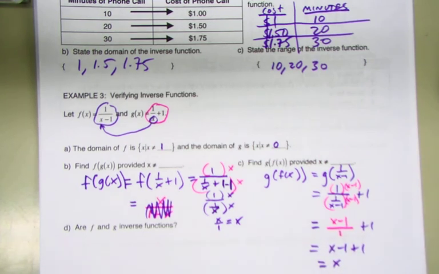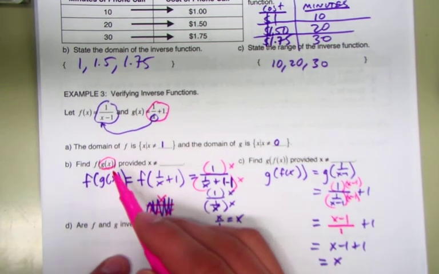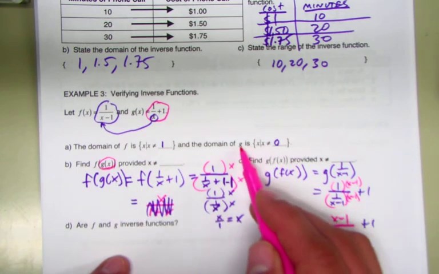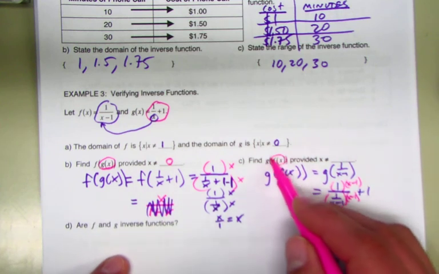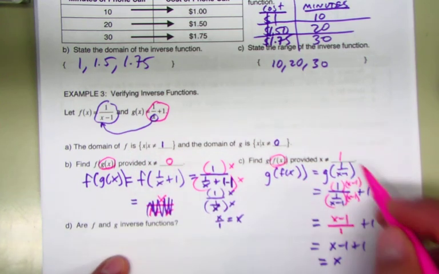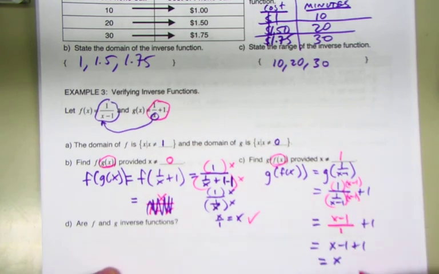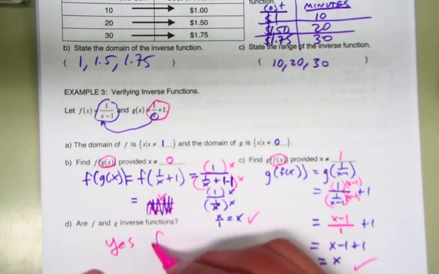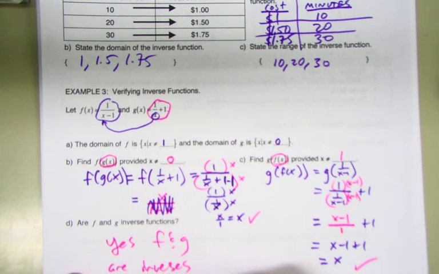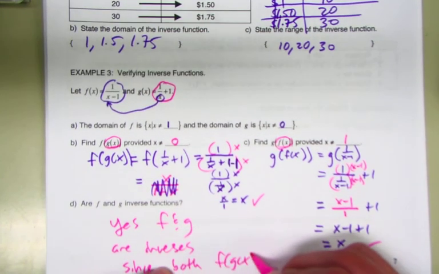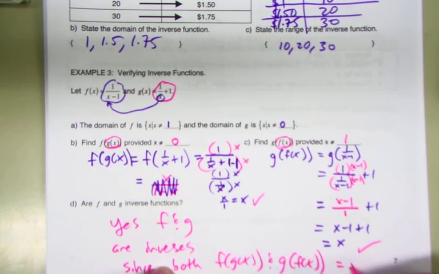Okay. So these work, again, with the assumption that we have whatever's on the inside here, that's g, right? This only works as long as x is not 0. And here we have f on the inside. Our restriction for f was that x could not be 1. Okay? And since we got x both times, we're going to say yes, f and g are inverses, since both f of g of x and g of f of x equal x. Okay?